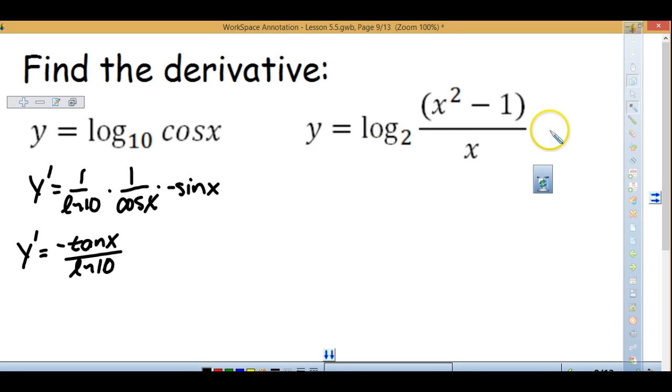So if I see y equals log base 2 of x squared minus 1 over x, if you were to just go ahead and take the derivative from right here, when you take the derivative of the inside, that will require a quotient rule.